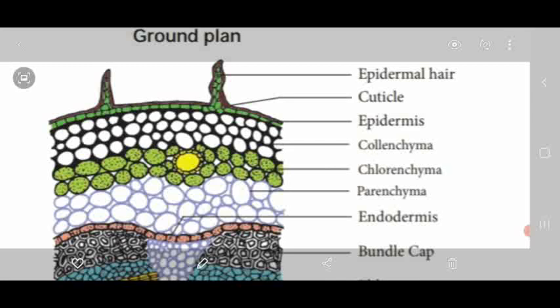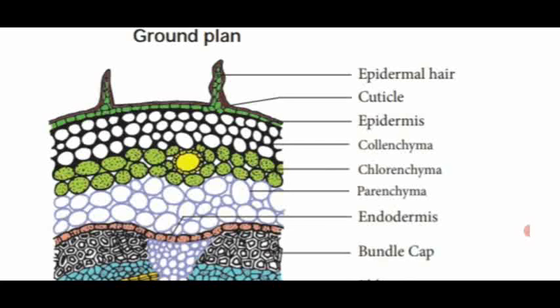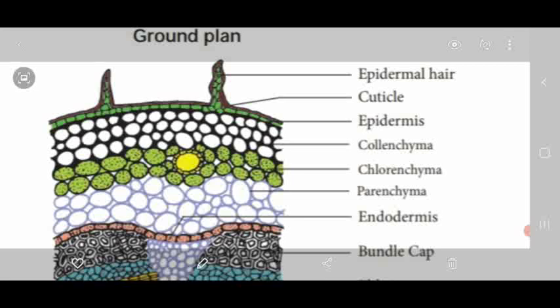Inner to the epidermis, the region of two to three layers is made up of collenchyma cells. See the cells, they have a lot of spaces. The intercellular spaces have darkened thickening. This type of cell is called collenchyma, which gives mechanical support. Then the middle cortex is made up of chlorenchyma, two to three layers, which contains a large amount of chlorophyll pigment due to the presence of the chloroplast cell organelle.